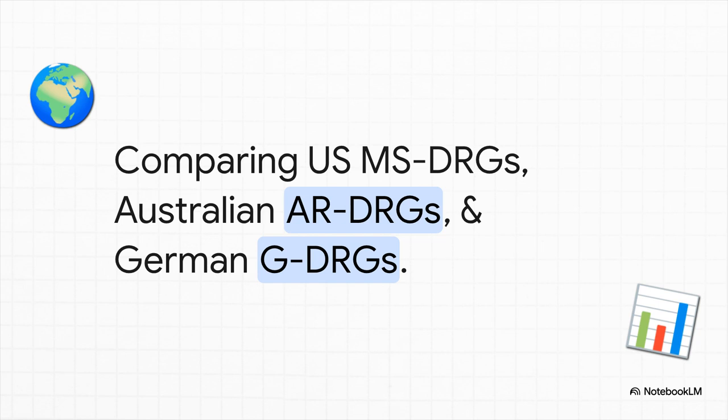Starting in our very next explainer, Part 71, we are going global. We're going to compare the US MSDRG system directly with the Australian ARGG and the German GDRG frameworks. You absolutely won't want to miss seeing how the rest of the world handles inpatient grouping.